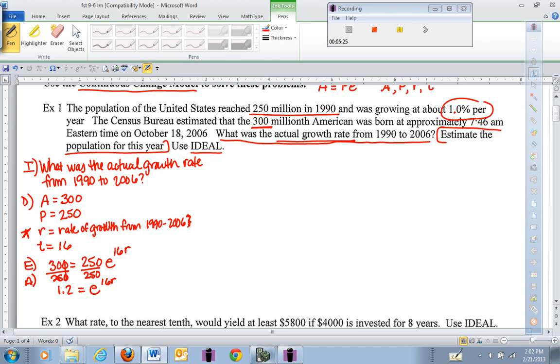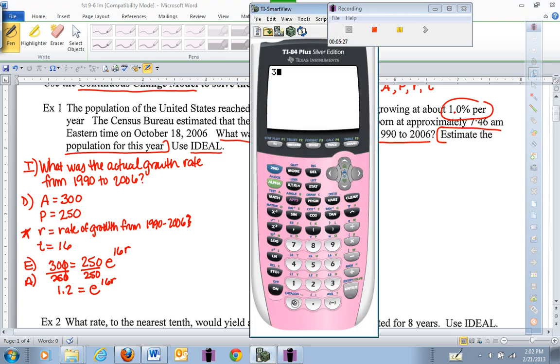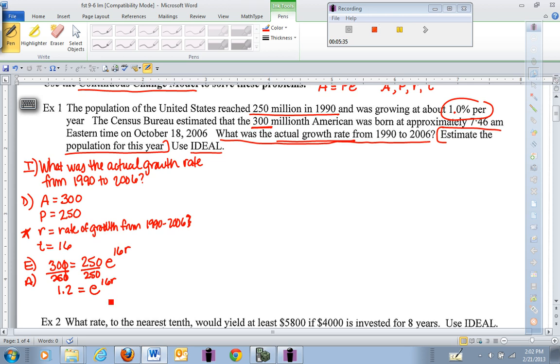I could show you that on the calculator if you don't believe me. It's 300 divided by 250. That would give me 1.2. Okay? Now, in order to solve this, I need to take the natural log of both sides. So I'm going to have the natural log of 1.2 is equal to, when I take the natural log on this side, I'm going to jump this to the front and say 16r times the natural log of e.